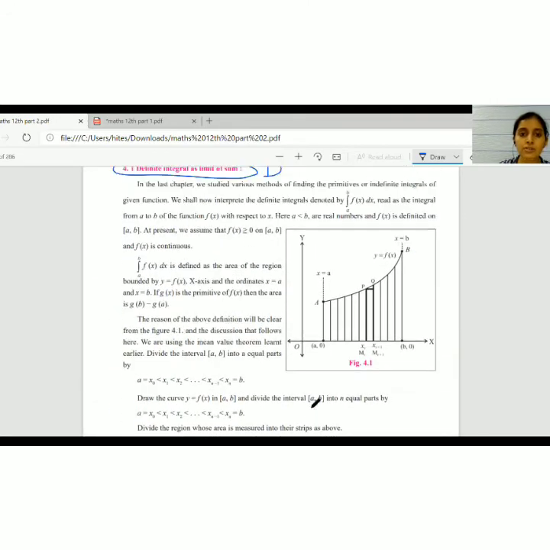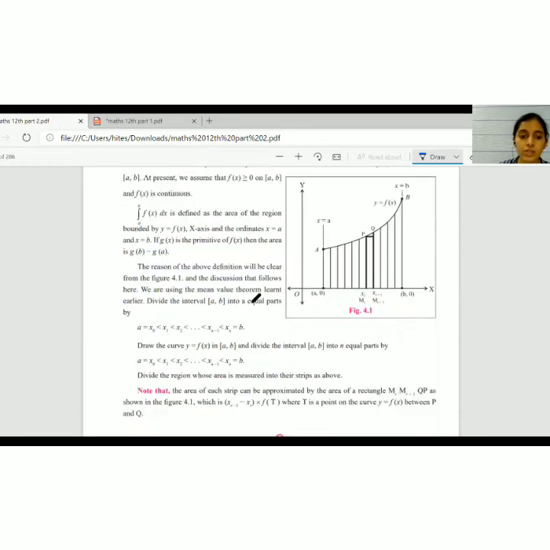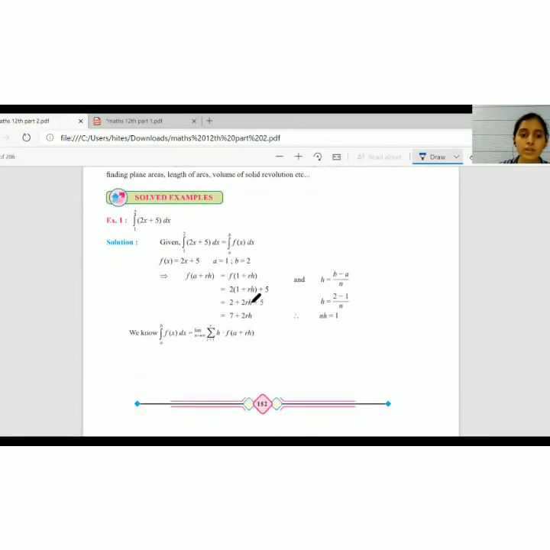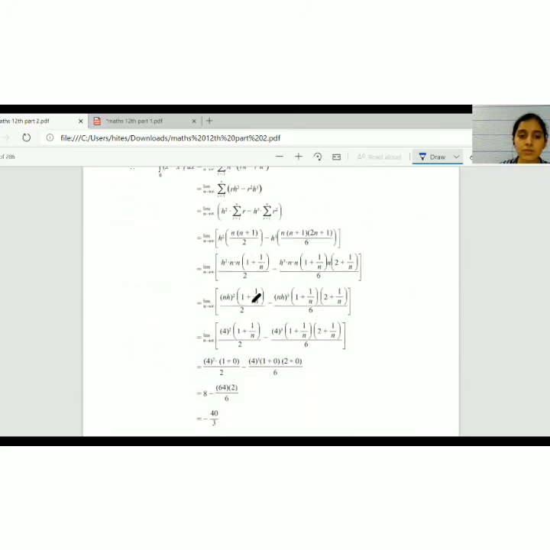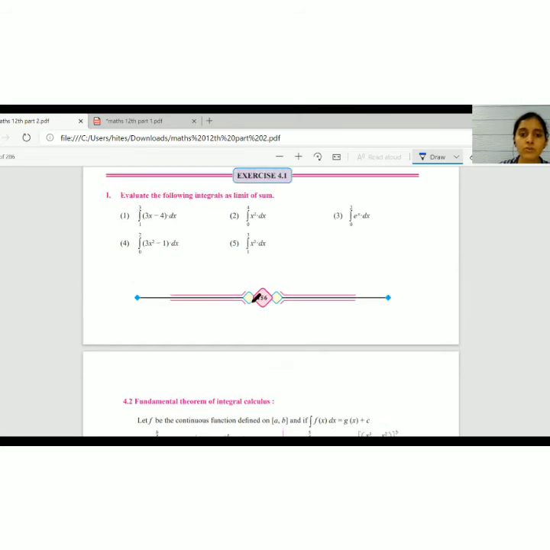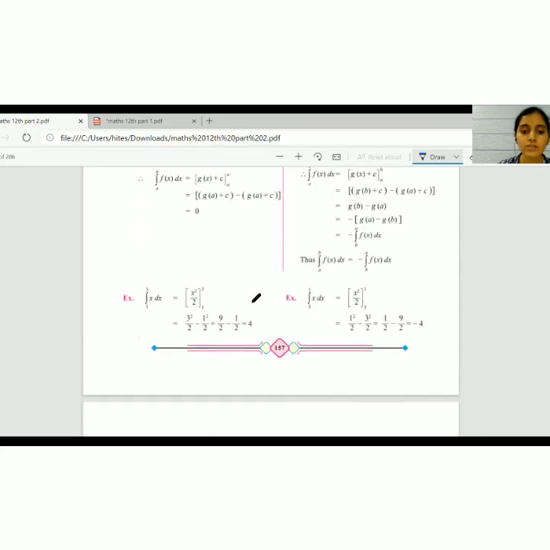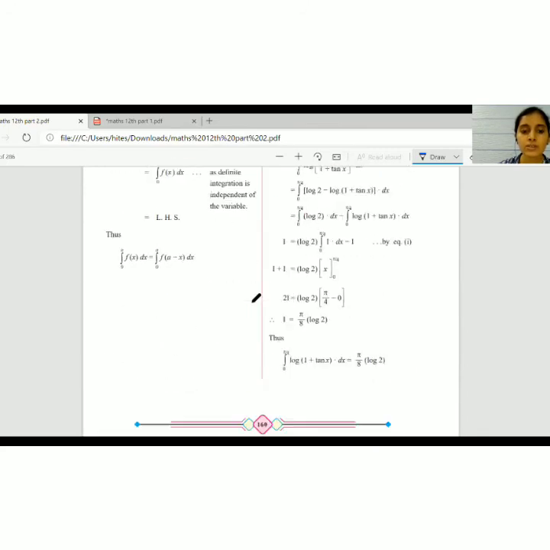The next chapter is definite integration. Now, in definite integration, 4.1, definite integral as limit of sum, is excluded. So anything under that is excluded. I would say even the sums on it are excluded, but we'll at least solve one sum of this type to know what it means as definite integral as limit of sum. That's the only topic that is excluded here.